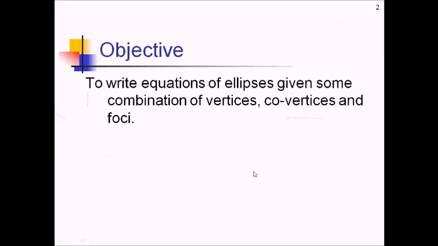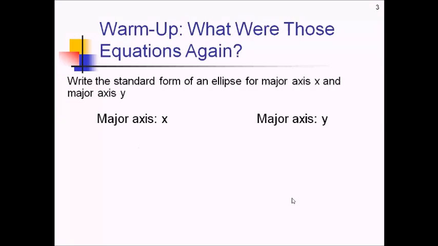In this one, we're going to learn how to write equations of ellipses given some combination of vertices, co-vertices, and foci. For your warm-up, because we're writing equations of ellipses, see if you can write the standard form of an ellipse for each of these major axes. All right, let's see how you did.